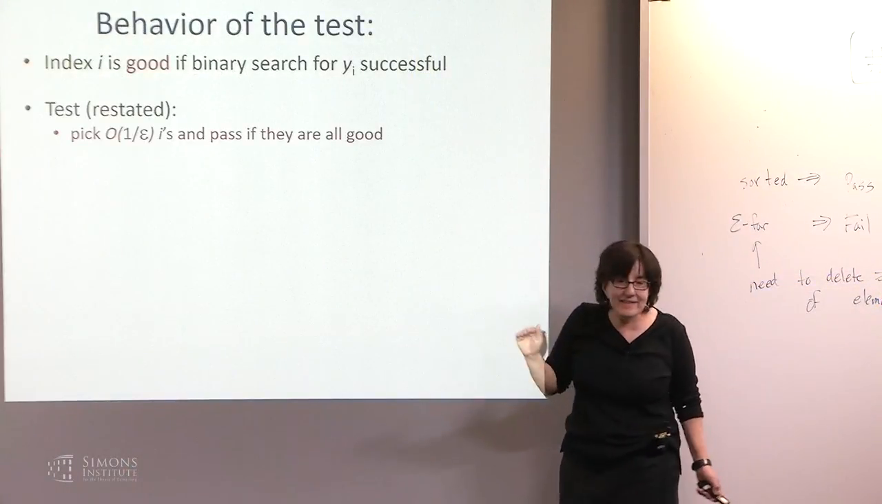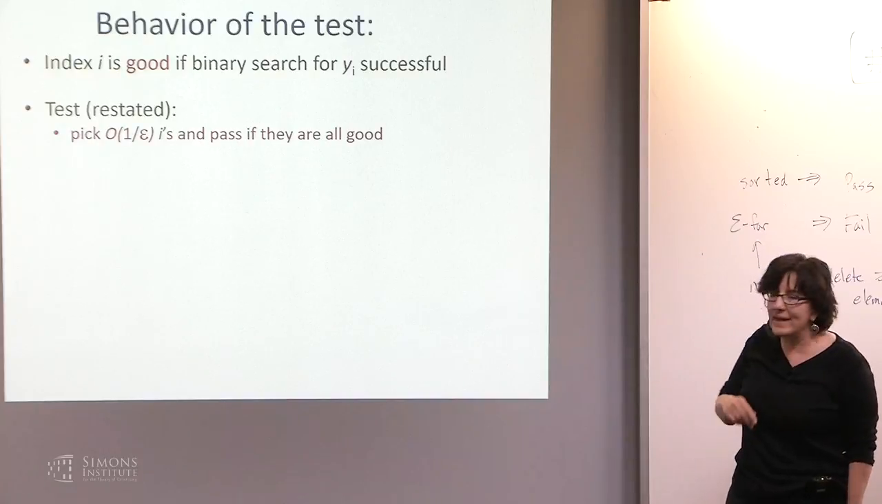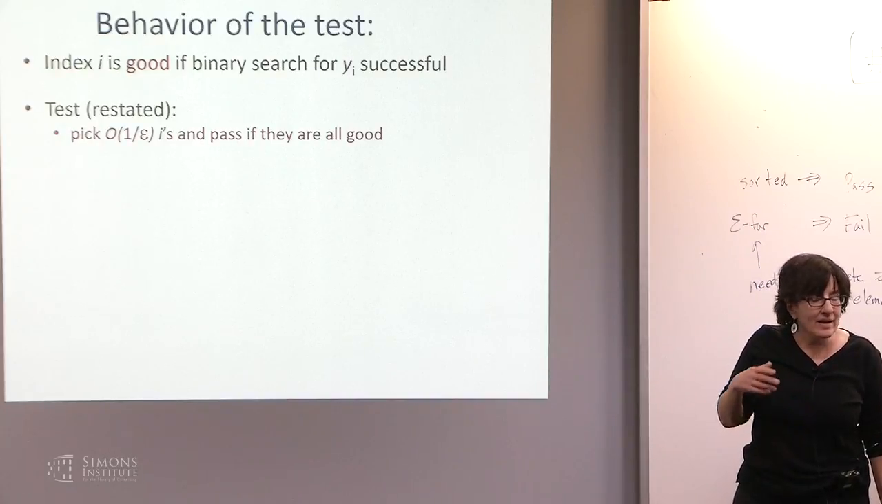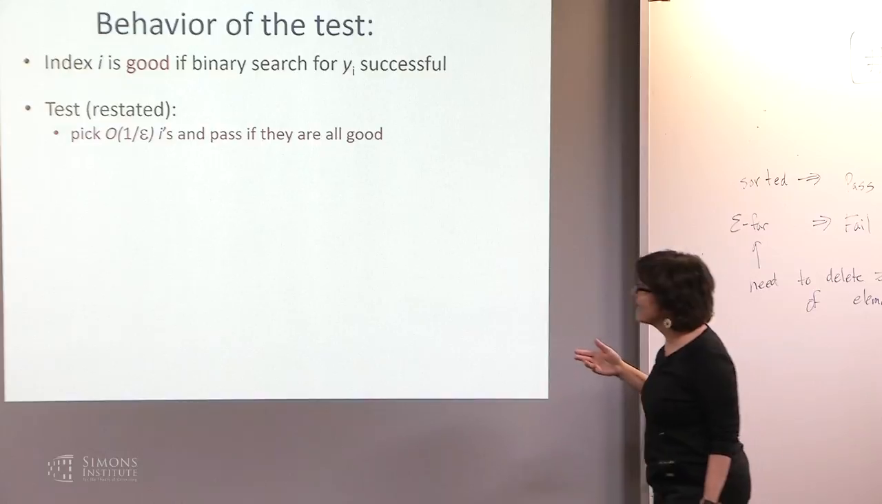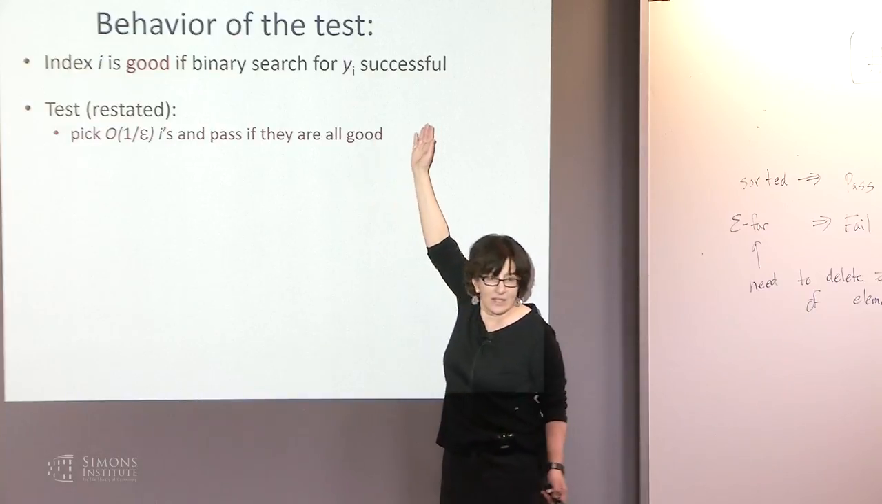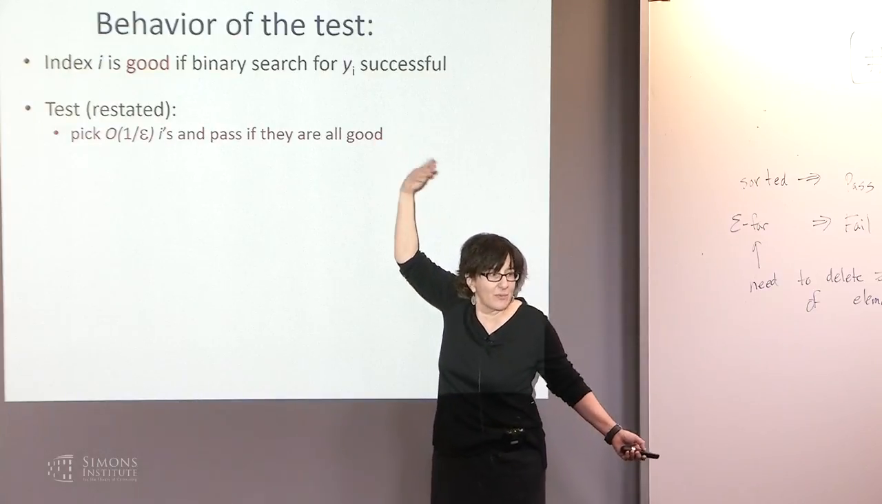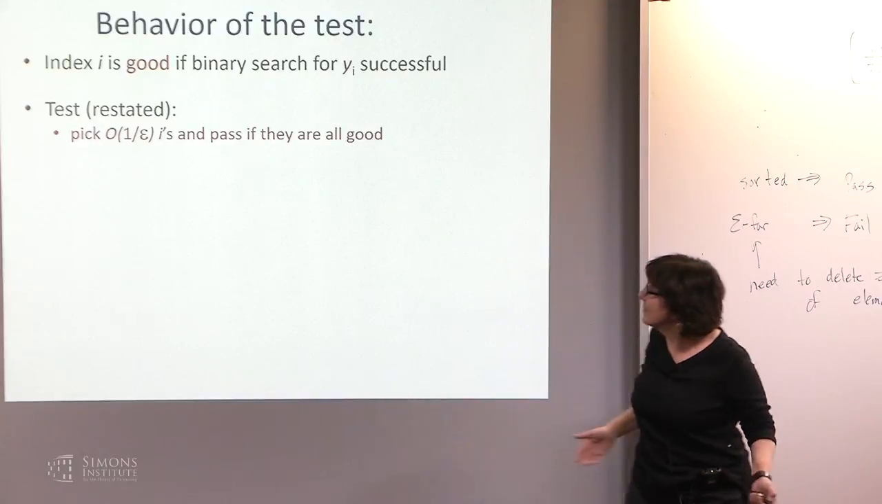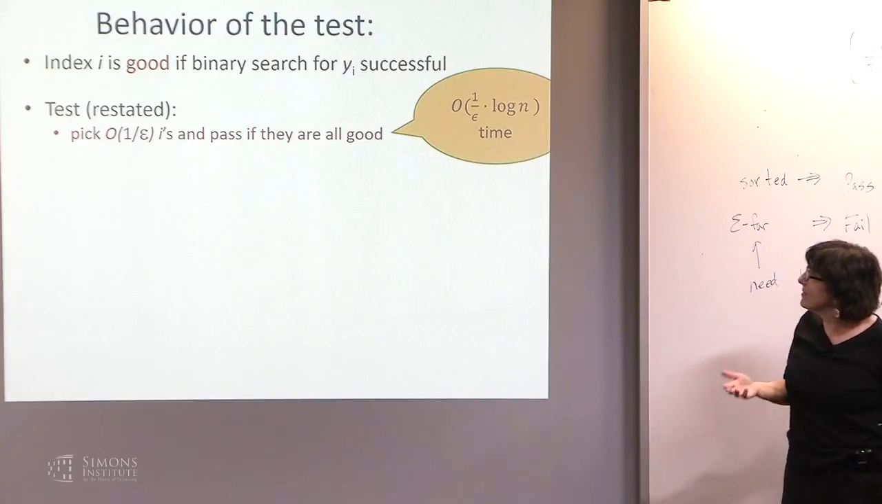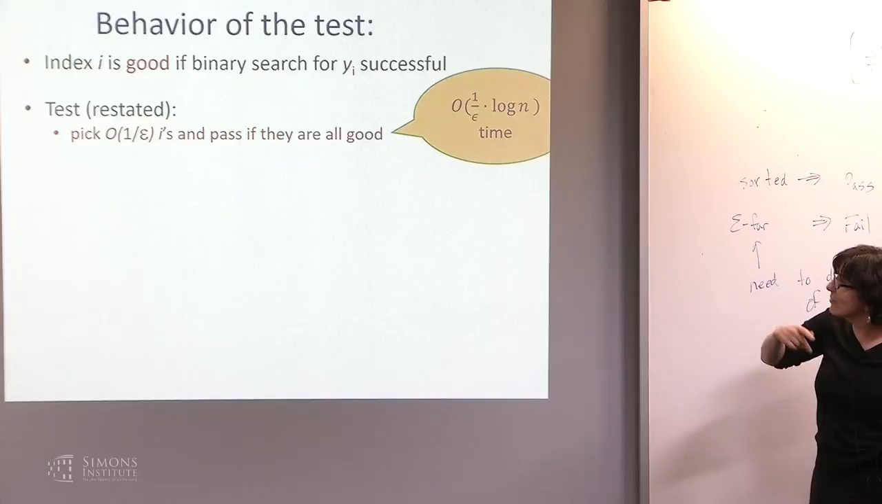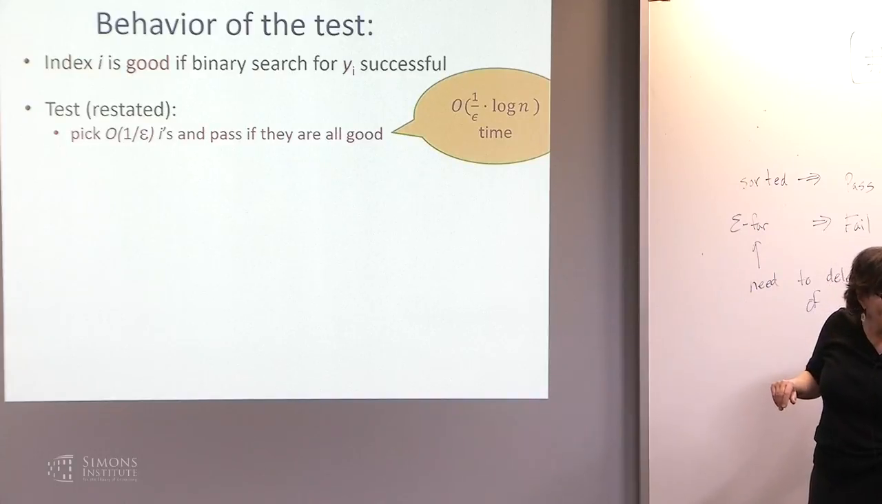So what is the test restated? We pick a 1/ε size sample of these locations I, and pass if they're all good. That's what our test on the previous slide says to do. That takes 1/ε log n time, because to check if each one is good takes logarithmic time.